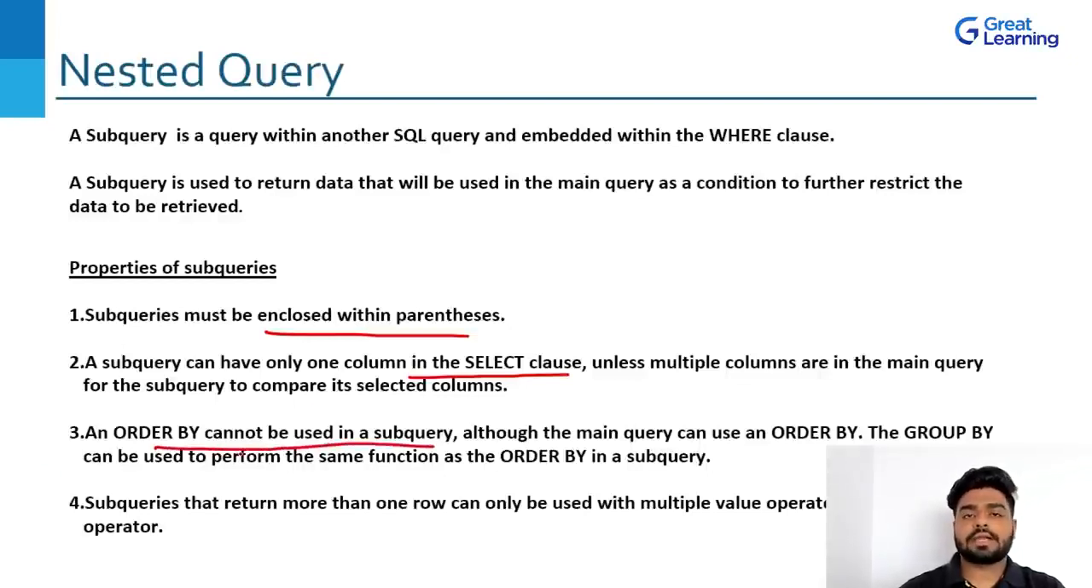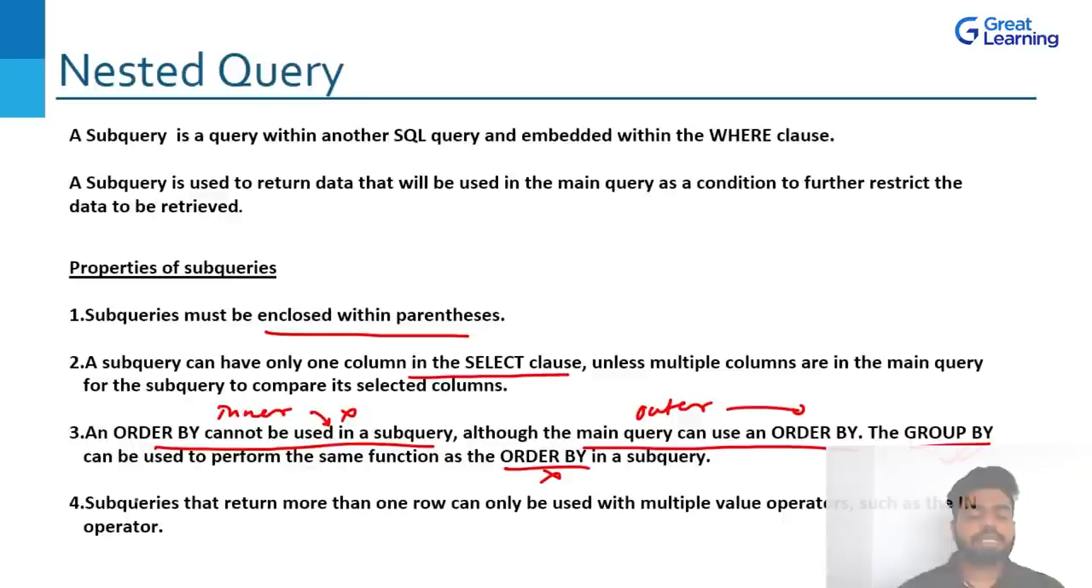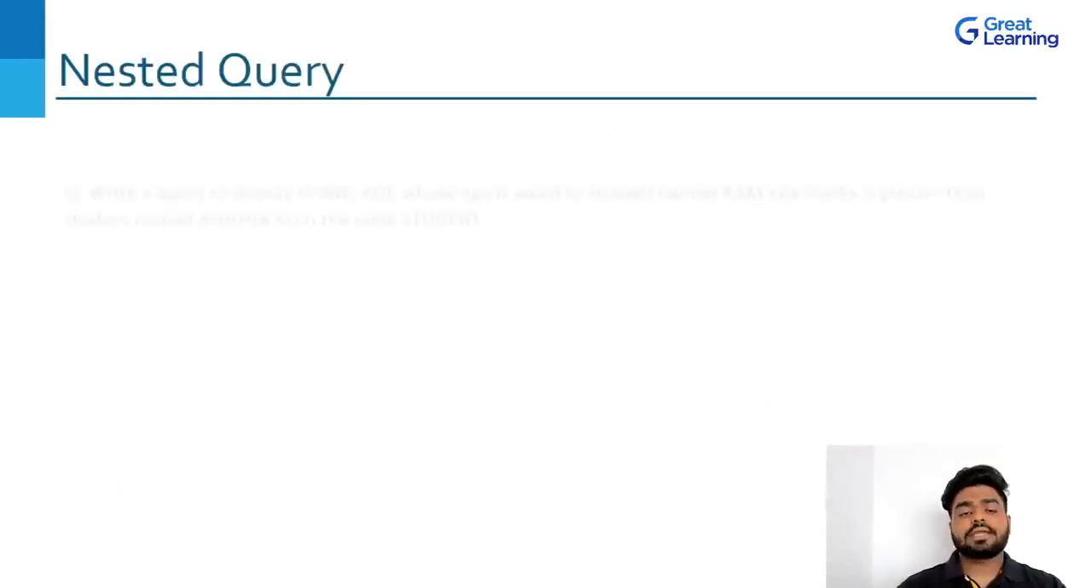These are some of the pointers I'm underlining, and these are very important when you talk about subqueries and nested queries. Order by cannot be used in a subquery, although the main query can use an order by. So the outer query can have the order by, but the inner query cannot. The group by can be used to perform the same function as the order by in a subquery. So don't use order by in the subquery; use group by instead. Subqueries that return more than one row can only be used with multiple value operators such as the IN operator. Okay, perfect. Let's move to the next question.